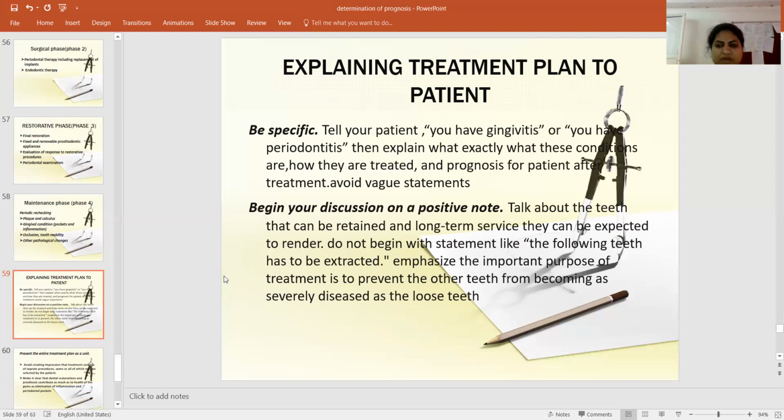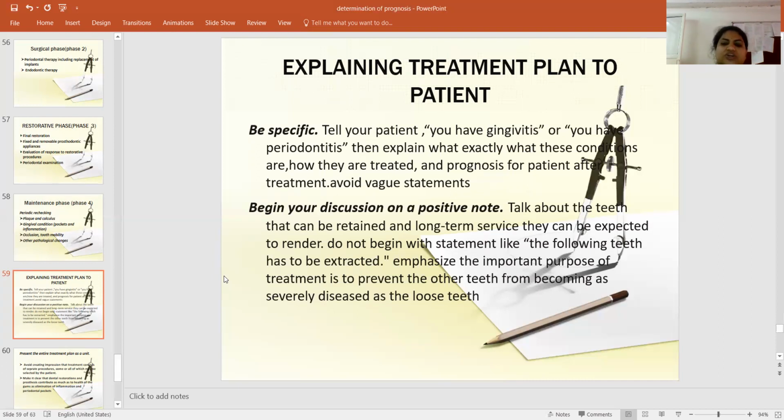Like, what do you understand by vague statements? "हाँ ये ठीक हो जाएगा, हाँ ये ठीक हो सकता है," no, you'd best be specific. Just tell the patient if you're going to do that, the treatment will be fine, and if you're not following the proper instruction, then you can suffer the consequences.